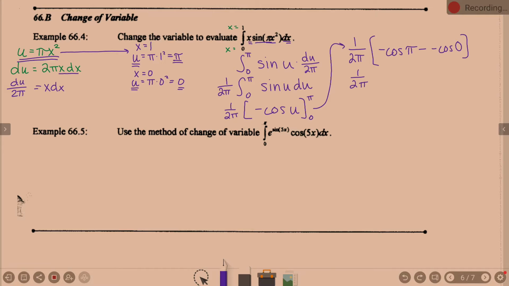Over 2 pi out front just keeps carrying down. Cosine of pi, and here's what my brain does. That's what I'm visualizing. So for me, cosine of pi is negative 1, but the negative of negative 1 is positive 1. Minus negative says plus.